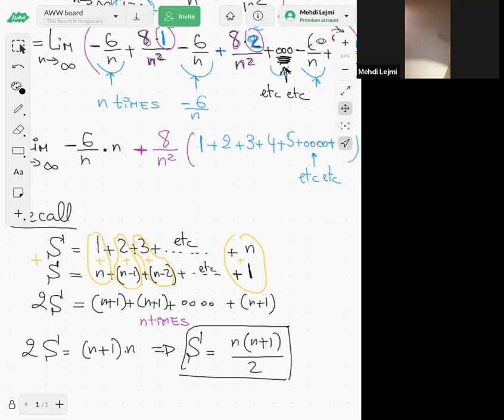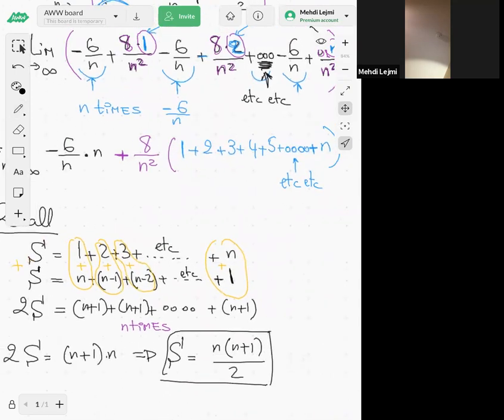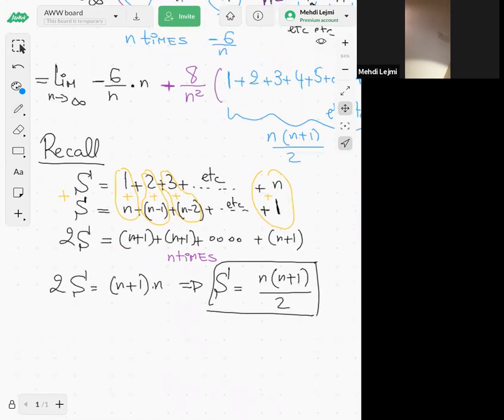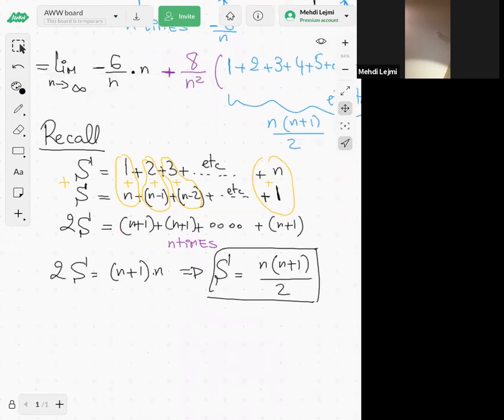So I'm going to use this for my integral here. This thing here, 1 plus 2 plus 3 plus 4 plus et cetera plus n, is n times n plus 1 over 2. All right. So then I can compute my limit. So, back to the limit.